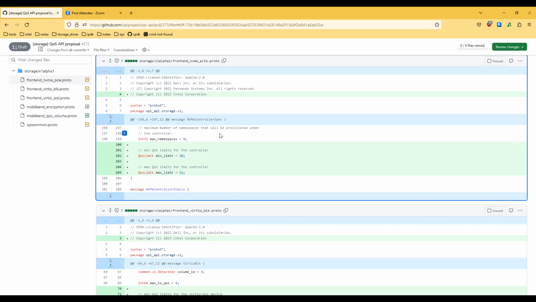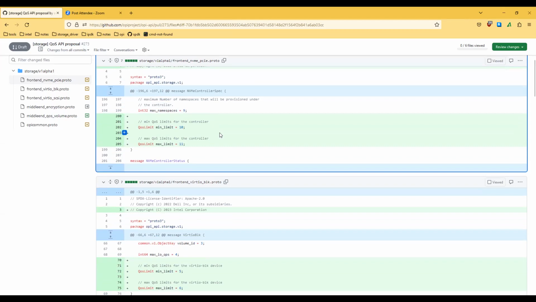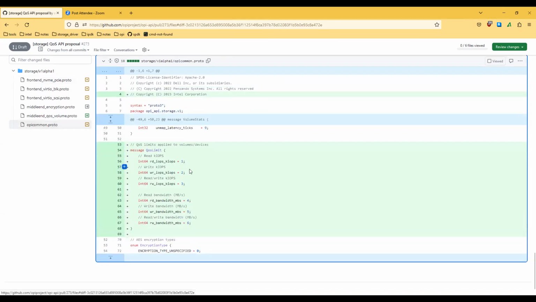I have a question. Sure, go ahead, KOS. In your proposal, where do you manage the tokens and where do you queue up and where do you enforce QoS? Is it close to the device or is it up in the stack?